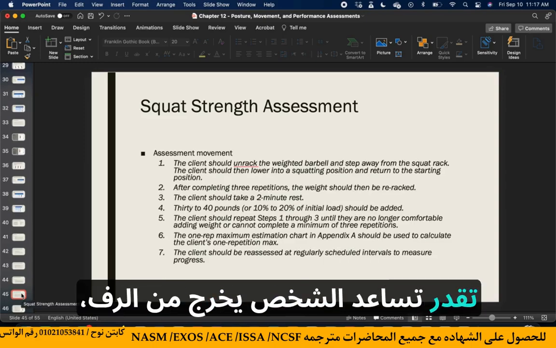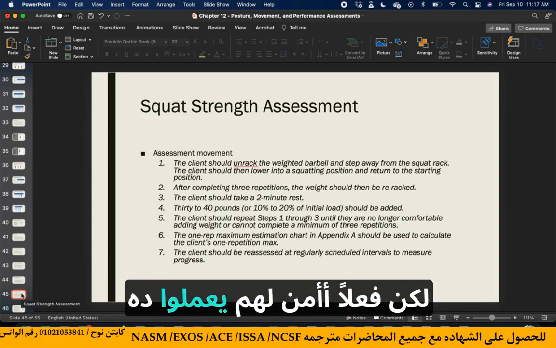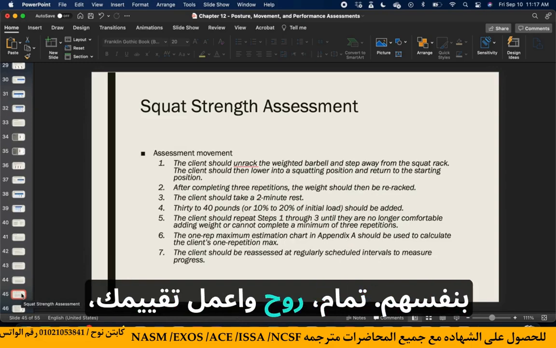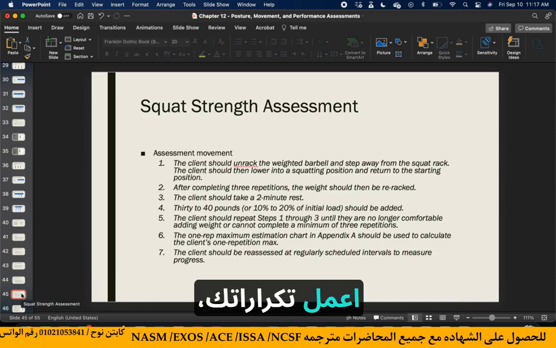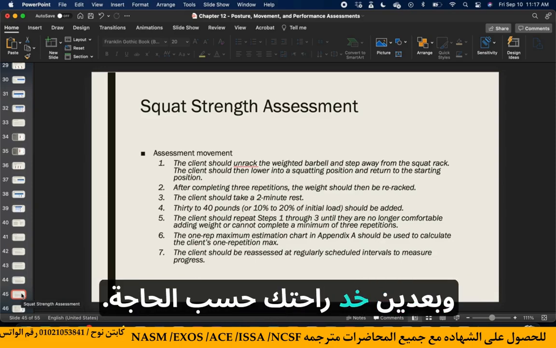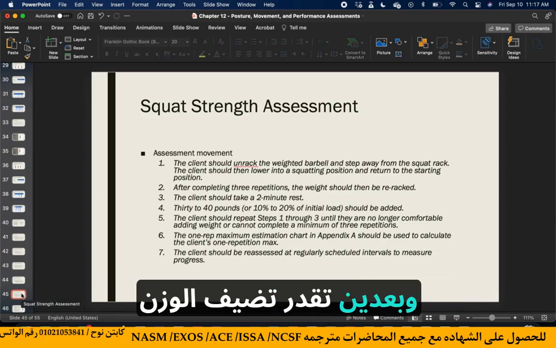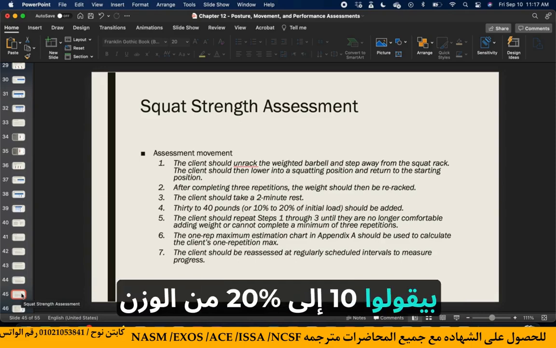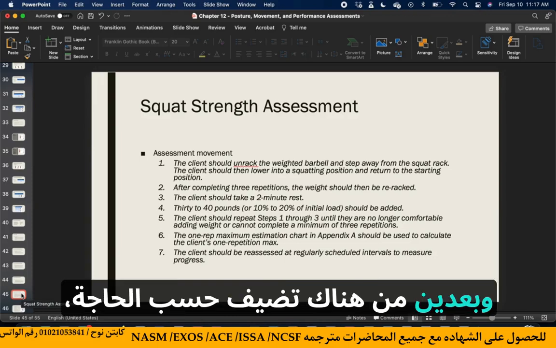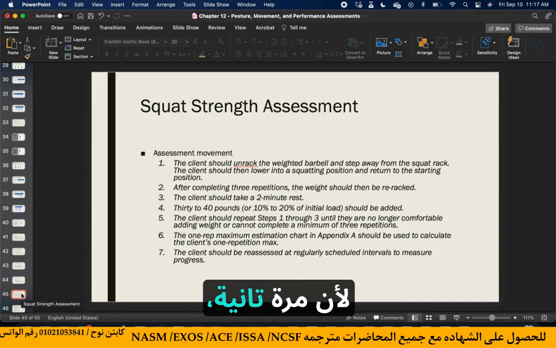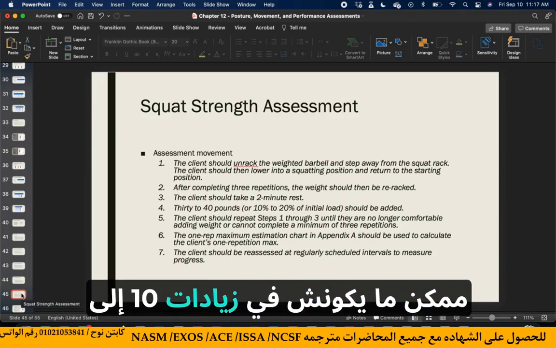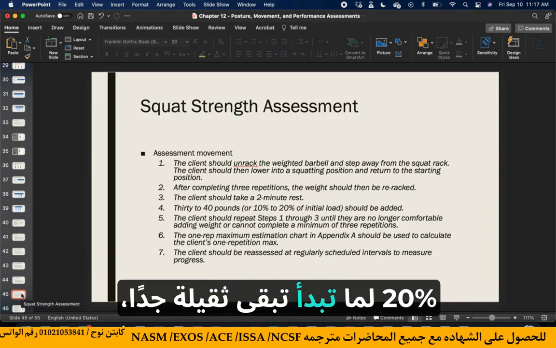So again, you can help a person come off the rack, but really it's safer for them to do it themselves, all right? Go ahead and do your assessment, do your reps, and then take your rest as needed, and then you can add load as needed. They say 10 to 20% of the initial load, all right? And then go from there to add accordingly, because again, it may not be in 10 to 20% increments as you start getting super heavy.